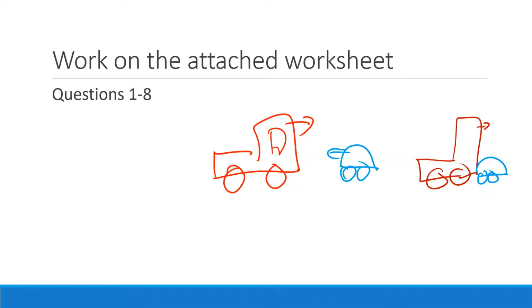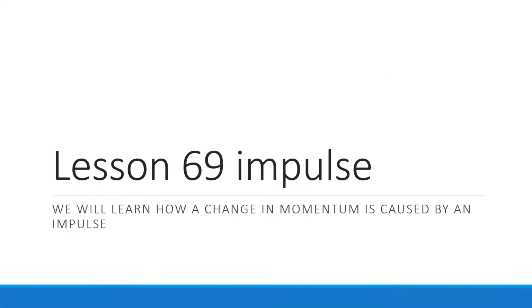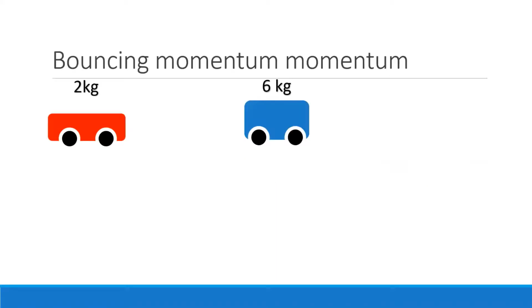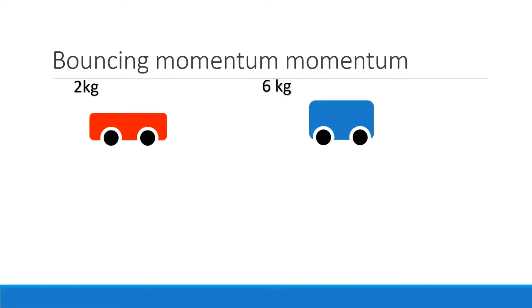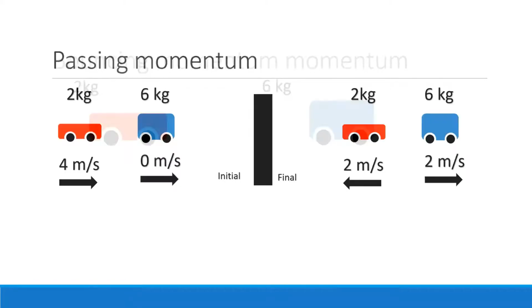But we talked about momentum in a fair bit of detail. We're going to move on to talking about impulse. Now, what is impulse? The best way I thought of to explain it is to start by going back to the same question we just did, of a 2 kilogram car bumping into a 6 kilogram car and bouncing backwards. But I actually don't care about that 6 kilogram car at all.